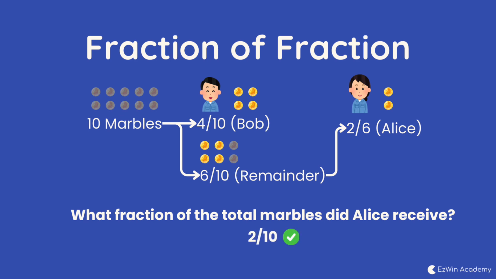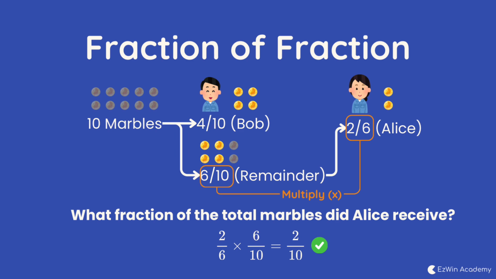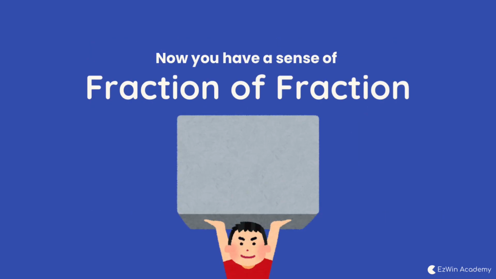In order for us to get 2 out of 10, we actually multiply Alice's fraction, which is 2 out of 6, with the remainder, 6 out of 10, and this gives us 2 out of 10. Since 2 represents the number of marbles Alice has, then 10 represents the total marbles that we initially had. This is what a fraction is, and we're going to use it in this remainder concept question. So now you have a sense of fraction. Let's go back to the question.